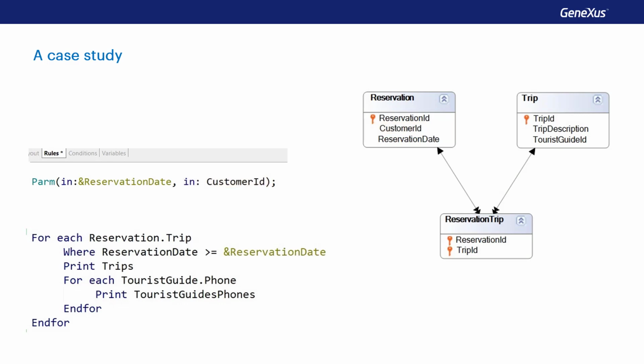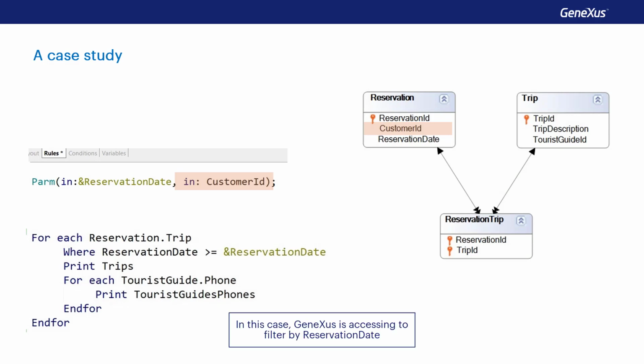It's important to clarify the following. The fact that the attribute received in the parm rule belongs to the extended table of the for each command does not make it automatically apply as a filter. For this to happen, the for each command must access that particular table of the extended table to perform an action.